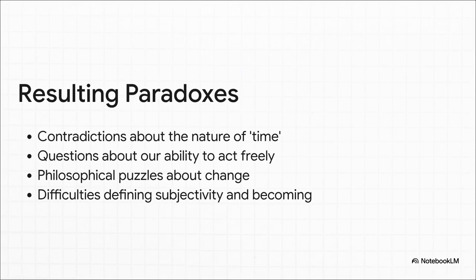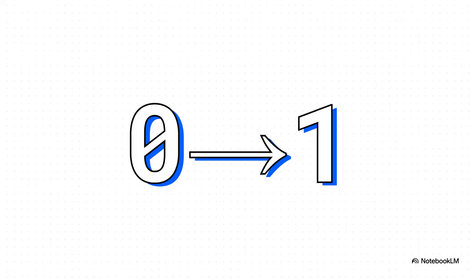And look, this isn't just some abstract word game. This confusion causes real-world headaches, big philosophical problems we've been wrestling with for ages. It's why our theories about time can feel so contradictory. It's why we have such a hard time with free will. Because what is an action if not a little act of creation? It's even why we struggle to explain what it means to be a person, a self, someone who is constantly changing and becoming.